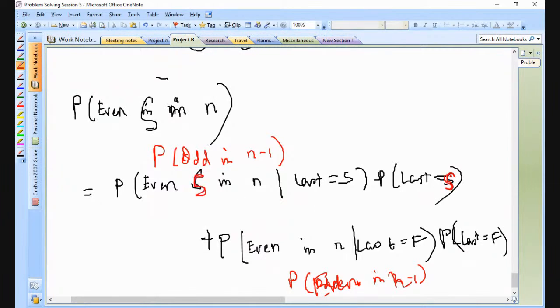So we are conditioning on the last toss. If the last toss is success, then to get even number of successes till the nth toss, we must have odd number of successes in the n minus 1 previous tosses. That is what this red portion means. If the last one is failure, then to get even number of successes in n tosses is the same as getting even number of successes in the previous n minus 1 tosses. So this red part is coming.